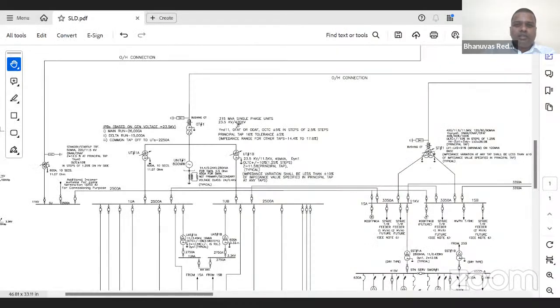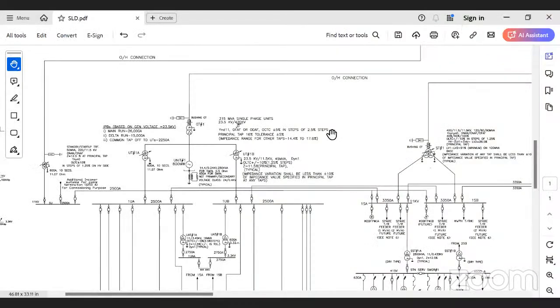Can you see my screen? Yes, sir. We can see your screen. You can go ahead.